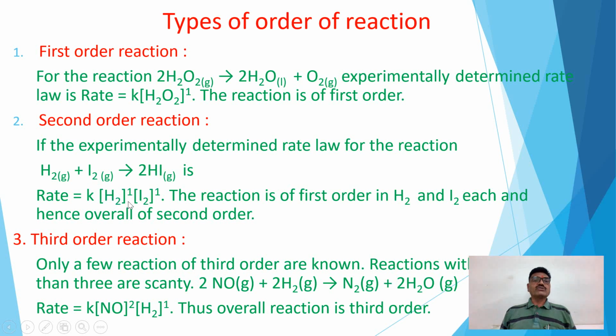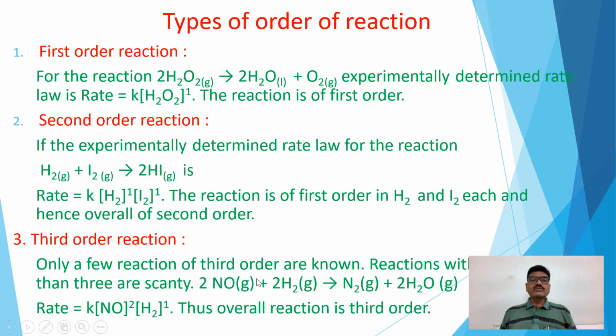And that's why, now see here, the order with respect to the first reactant is 1, the order with respect to the second reactant again is 1, but the overall order of reaction: the reaction is of first order in H2 and also first order in I2 each, and hence overall of second order. That is, the sum of the exponents or the powers gives the overall order of the reaction, and that's why this is an example of a second order reaction. Understand? Now see, what is the third order reaction?